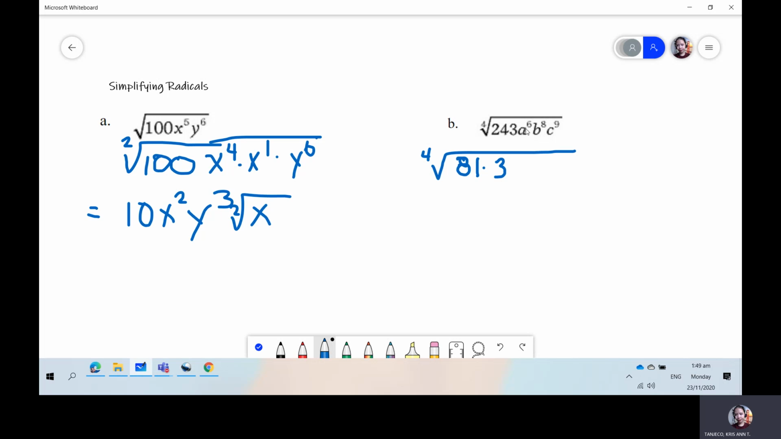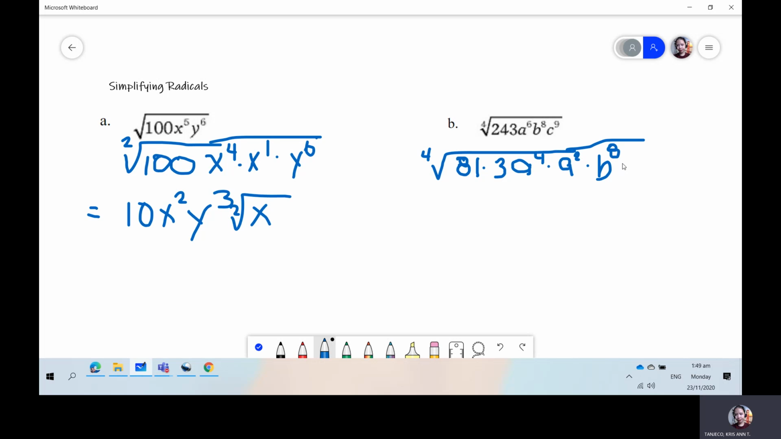And for the a raised to the 6, we are going to split this one in such a way that the exponent must be divisible by 4, because we are talking about the nth root here, the fourth root. So we're going to split a raised to the 6 into a raised to the 4 multiplied by a raised to the 2. Remember, whenever we are working with the rules of exponents, with the same base, we add the exponents. So a raised to the 6 is the same as a raised to the 4 multiplied by a raised to the 2. B raised to the 8 is already divisible by 4, so we can just write it as it is, b raised to the 8.